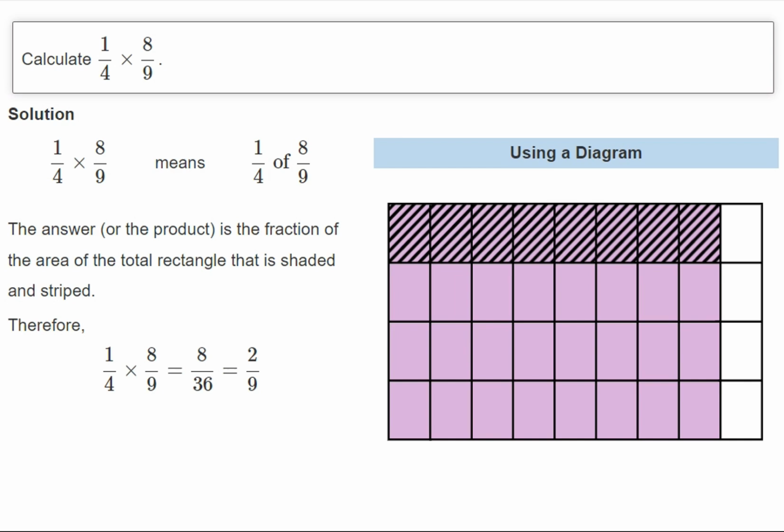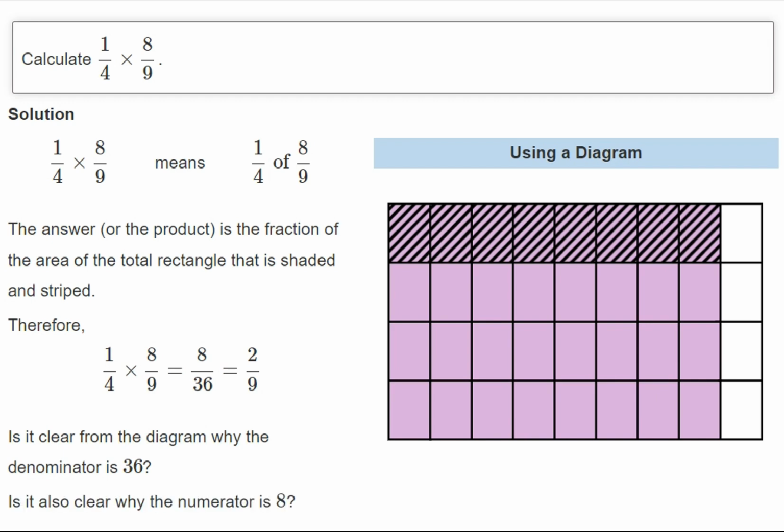Stop for a second and take a look at our answer and look at the diagram that we've used to get there. Take a moment to reflect. Is it clear from the diagram why the denominator is 36? Is it also clear from the diagram why the numerator is 8?